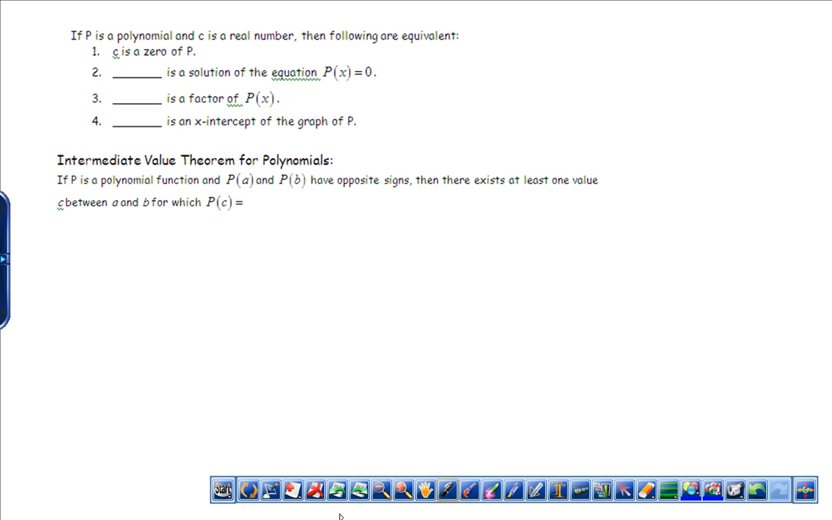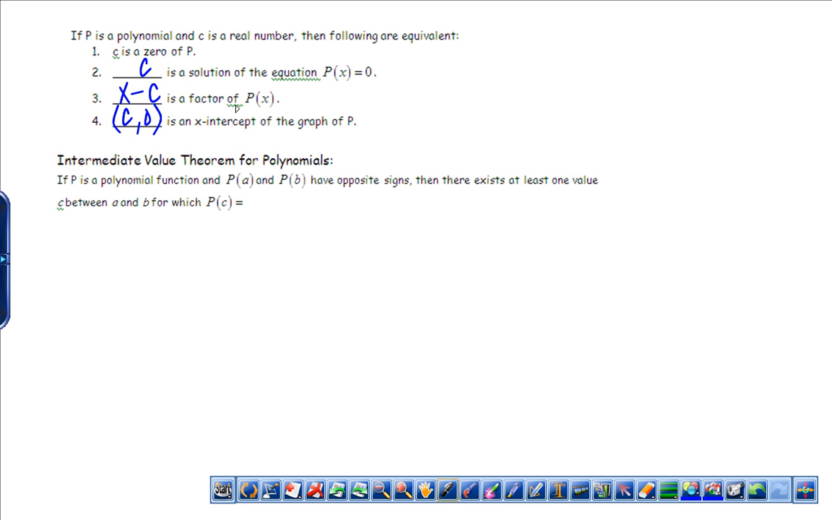All right. If p is a polynomial and c is a real number, the following are equivalent. So c is a zero of p, then blank is the solution of the equation p of x equals 0. So this is going to be c is the solution. Blank is a factor of this, so I'm going to say x minus c. This is going to be a factor. And what is an x-intercept of this? So this would be c comma 0. C comma 0 would be an x-intercept.